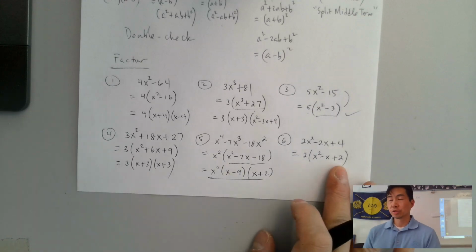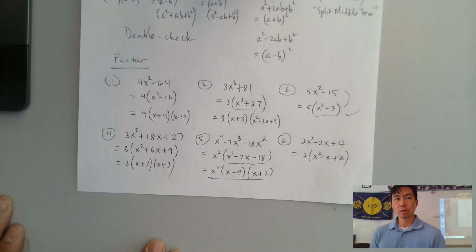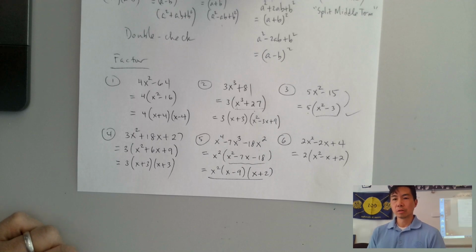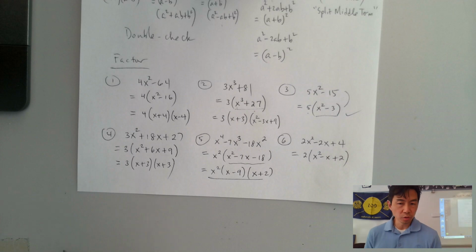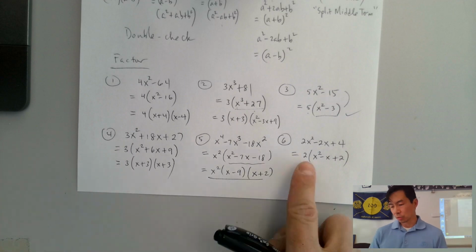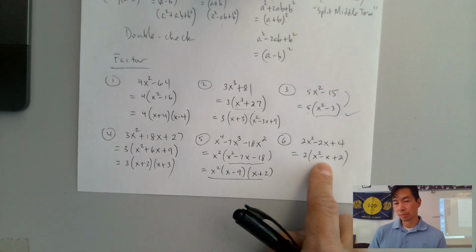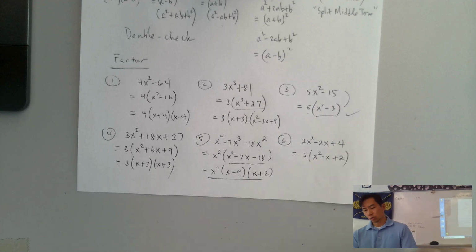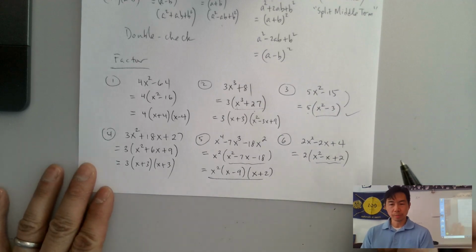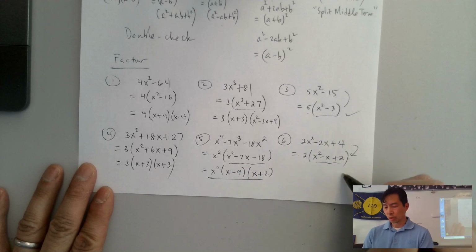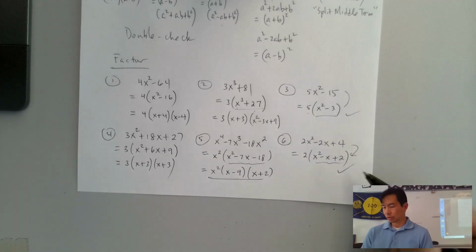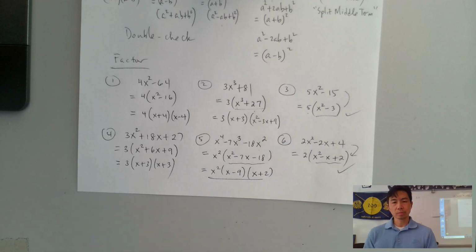If the product is 2, either the numbers are both positive or both negative. So 1 and 2 or negative 1, negative 2, neither of those pairs work because I need a sum of negative 1. So this leftover is prime. So I am done. It's just one step. For number 6, just like in number 3, it was one step after taking the GCF out.